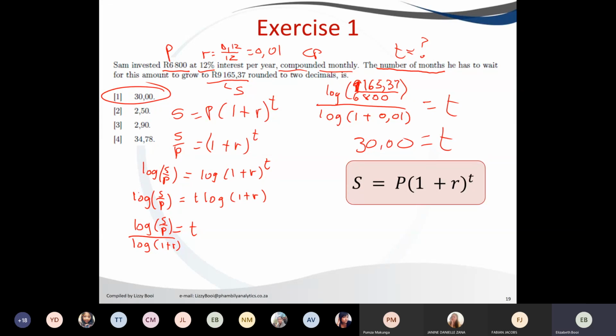You have the log. It's the second row function on the functions, and you say the log and you put the open bracket and you put 9165.37 and you press the division, and then you say 6800 and you close the bracket because you do have the brackets. And you can say equal, or you can continue and put the division because we want to divide, and you press again the log, open bracket, and you do 1 plus 0.01, close bracket, and you say equal. It will give you the answer. Do you have any other questions?